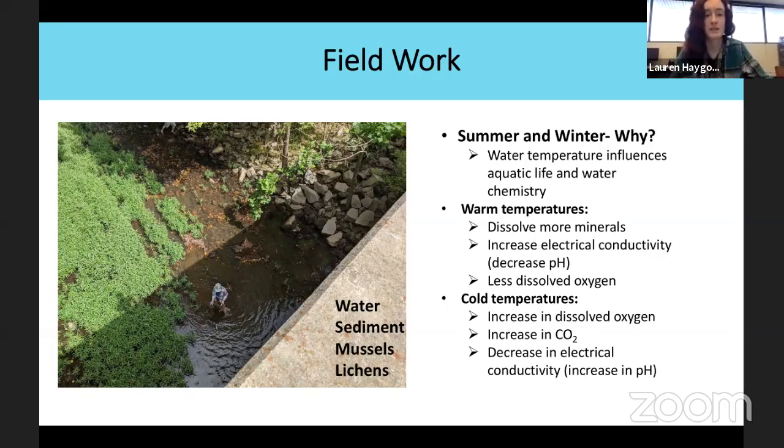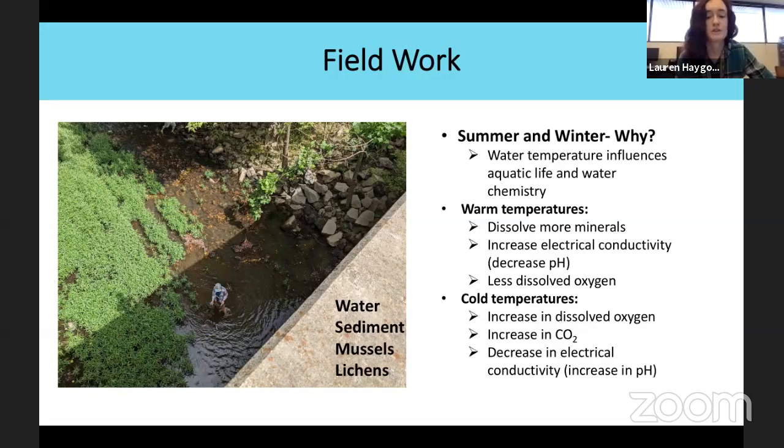And so pH is kind of like an opposite base scale. If we're decreasing in pH, we're increasing in hydrogen ions and we're getting more acidic. So our water system, we would expect to get more acidic. And we also have less dissolved oxygen. Dissolved oxygen is just about the oxygen content within the water. So we would expect to have less oxygen in the water in warm temperatures.